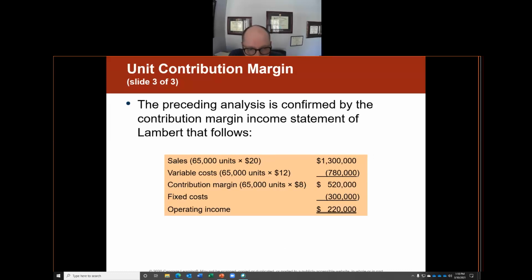Here's how it looks. So as I said earlier, I sold an additional 15,000 units. Originally we sold 50, now we sold 65. 65,000 units times $20 per unit, 1.3 million. The variable cost, 65,000 units sold times $12 per unit, 780. Sales minus variable cost equals contribution margin, 520,000. Minus fixed cost, 300,000. Equals operating income, 220,000. Pretty good.